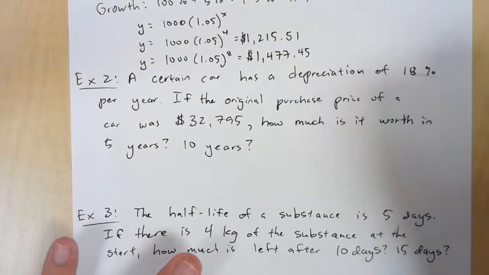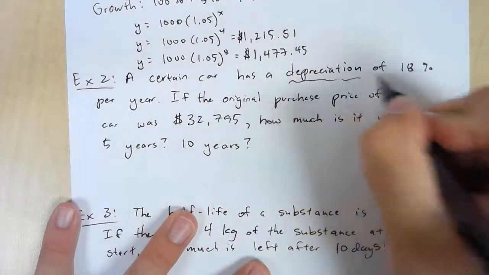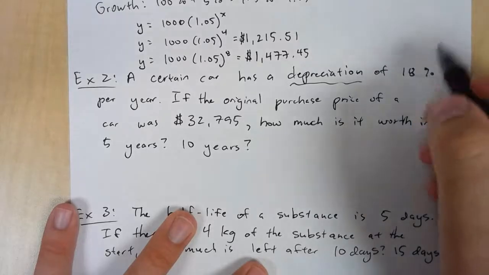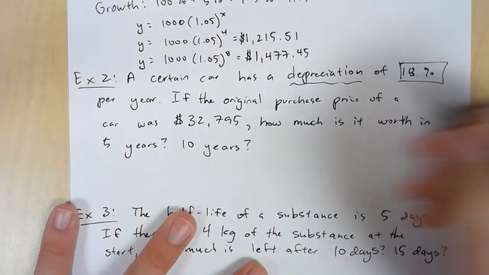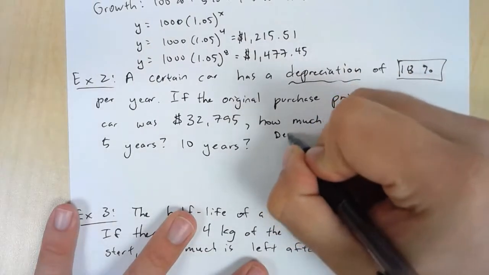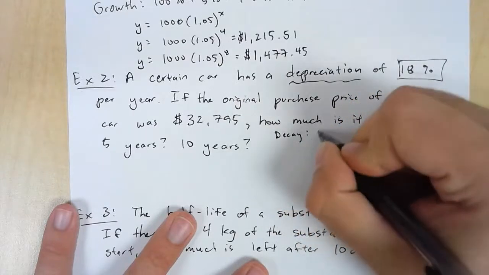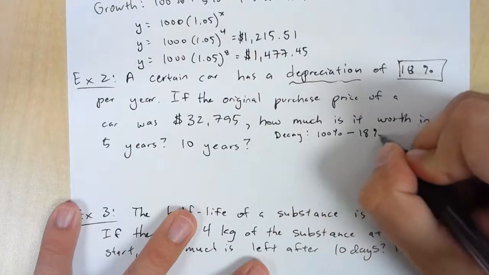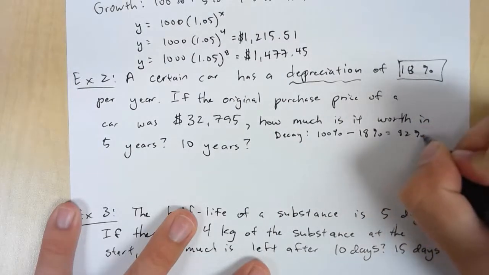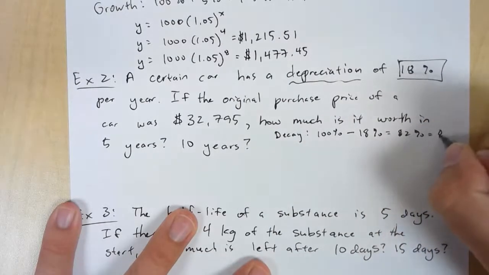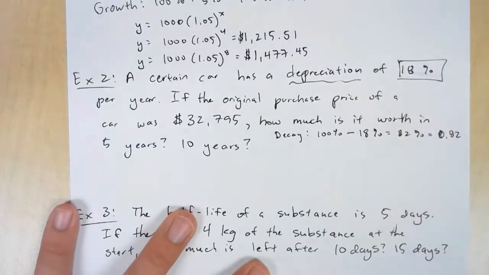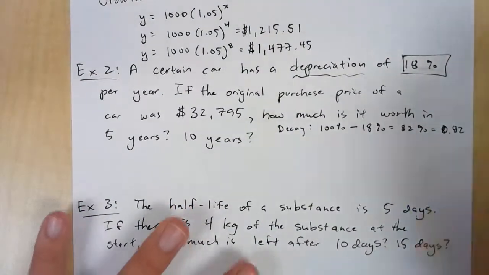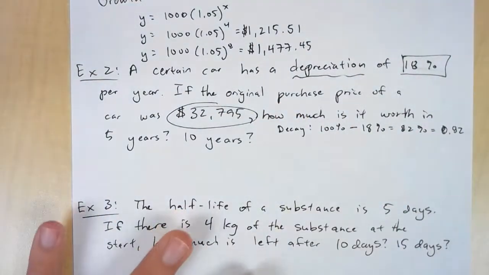So let's talk about growth or decay. We notice that it says depreciation right here, and it says 18% depreciation. So if we're depreciating, that's a decay. That's a decrease. So we always start with 100%. We're going to decrease by 18%, which leaves 82%, which is 0.82. Okay, we know we have a starting value of 32,795.